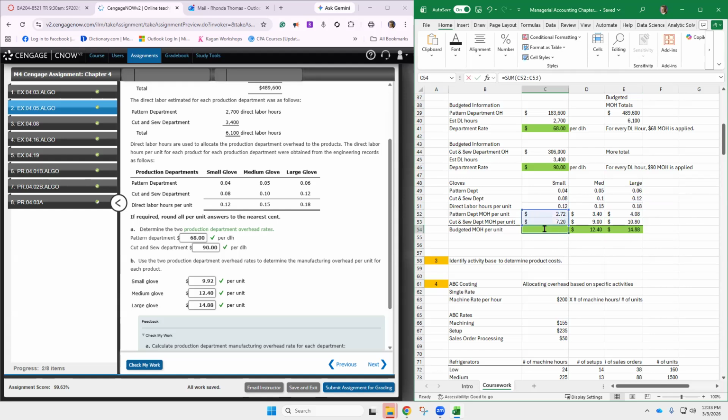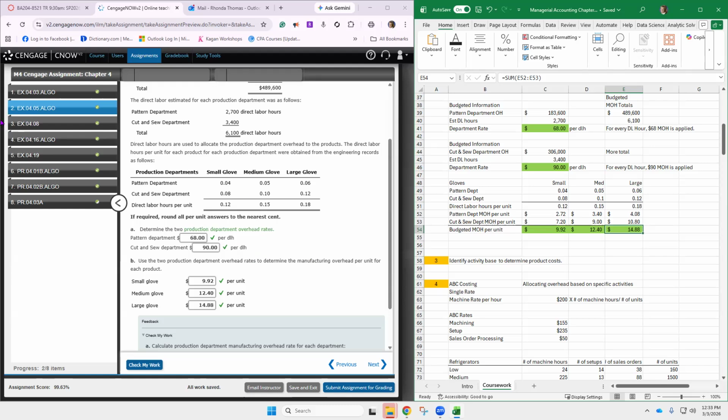And then you have to add the 2 amounts, right? So this is the pattern part of each pair of gloves, right? And then this is the cut and sew. So apparently the cut and sew is handling more of the overhead, and then you add those two amounts together. So the first amount is $9.92. The medium has $12.40 of overhead per set of gloves and $14.88 for the large set of gloves.